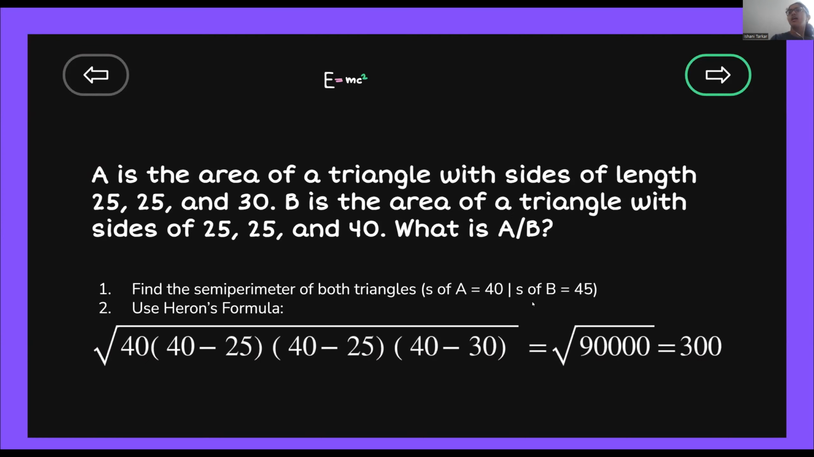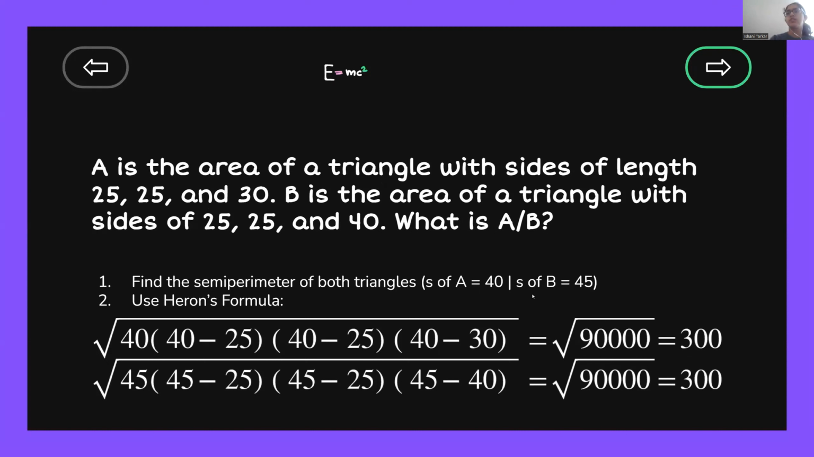And then the second triangle would have an area of the square root of 45 times 45 minus 25 times 45 minus 25 times 45 minus 40. That also would have an area of 300. So A divided by B is just 300 divided by 300, and that would mean that we have an answer of 1. Okay, does anyone have any questions? Because we went over that a bit quickly.